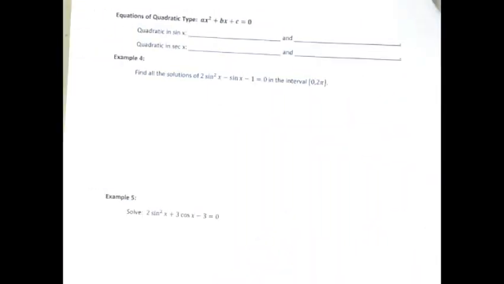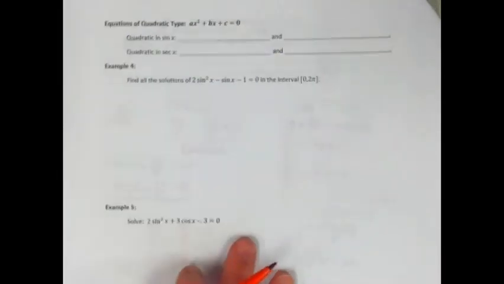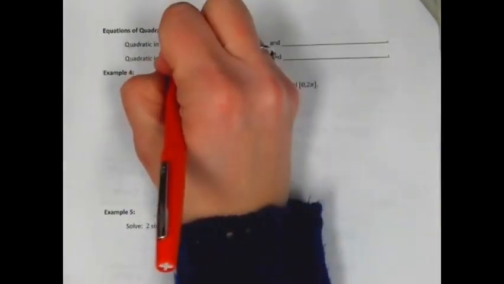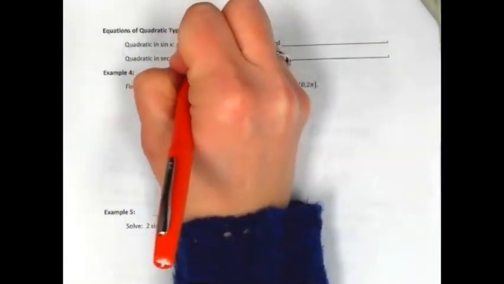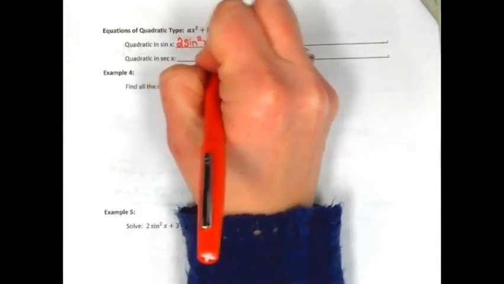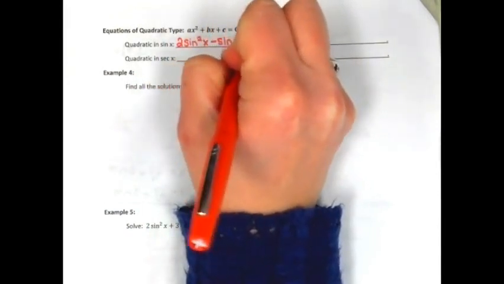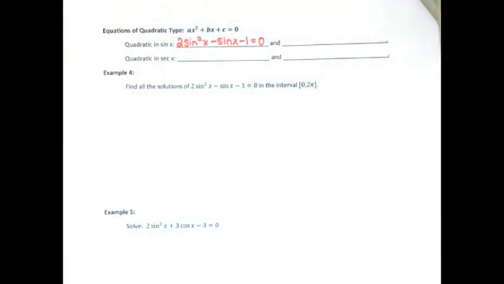Let's look at just plain quadratics. We did a quadratic there with the cosine squared. Remember, quadratics are ax squared plus bx plus c, okay? A quadratic in sine x is the same thing as like 2 sine squared x minus sine x minus 1 equals 0. So that could be a quadratic in sine.